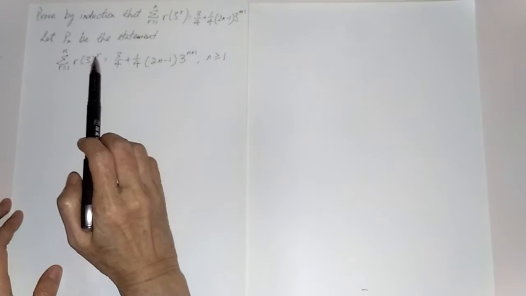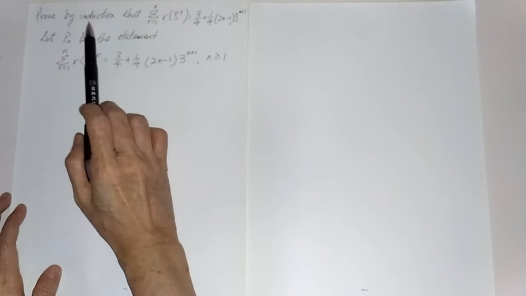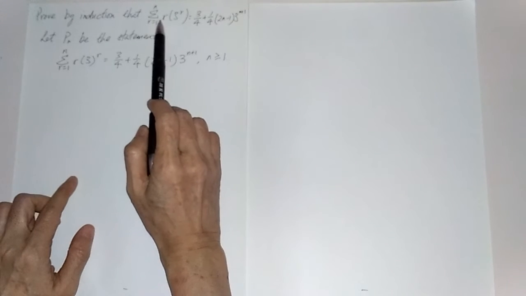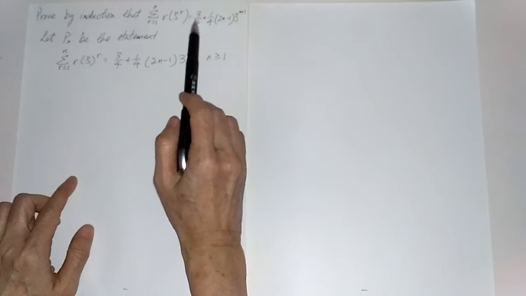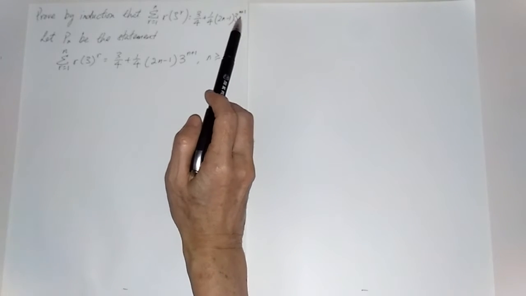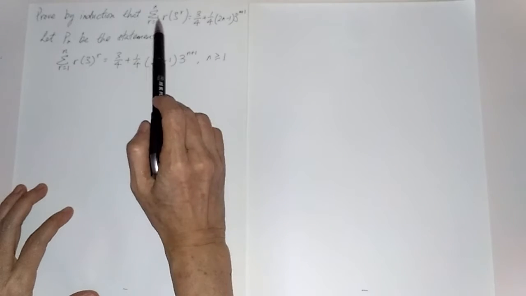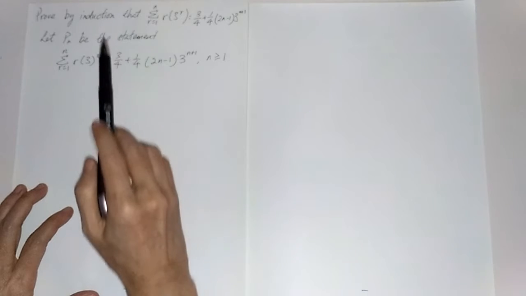Here is an induction question. It asks you to prove this equation by induction. The given equation has a summation on the left-hand side and another expression with a power on the right-hand side. So how do we prove left equals right by induction?